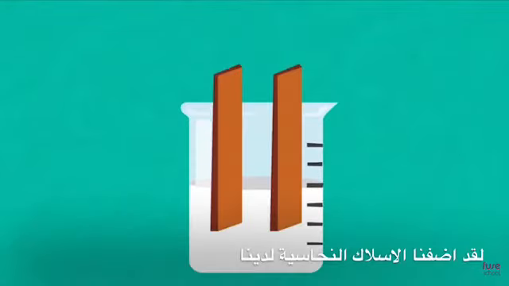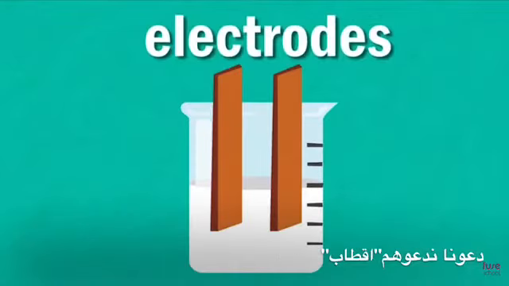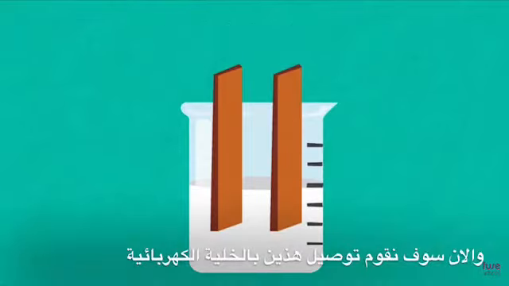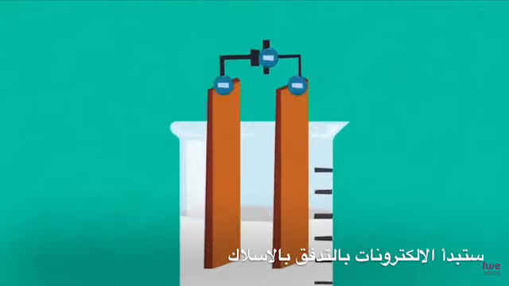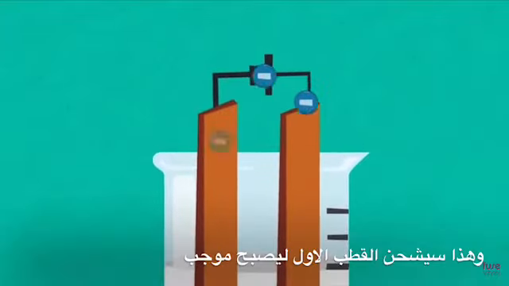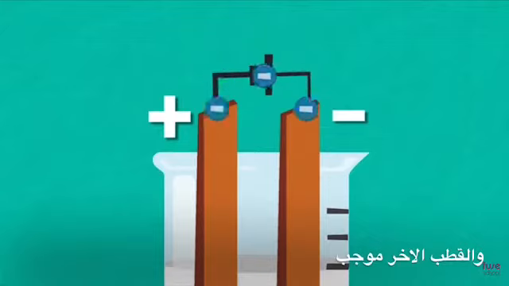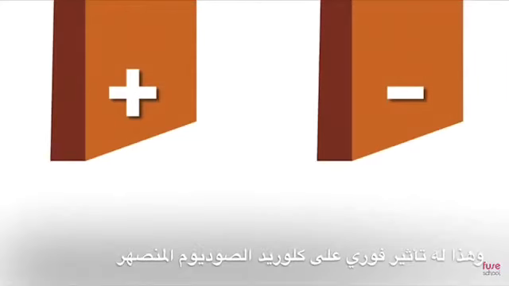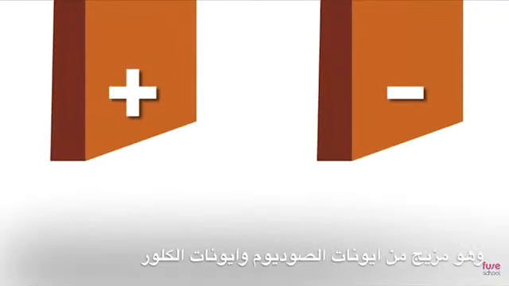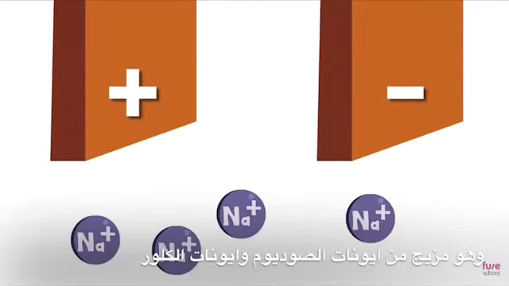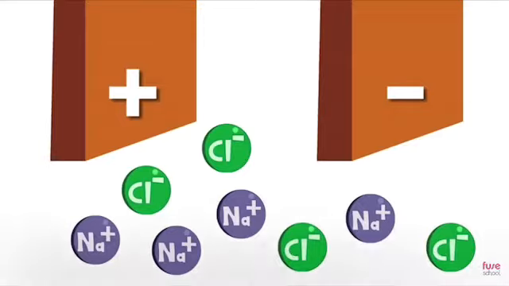Now, let's go back to our molten sodium chloride. We've added our copper wires, let's call them electrodes, and now we'll connect these to an electrical cell. The electrons will start to flow in the wires, and this will cause one electrode to become positively charged and the other negatively charged. This has an immediate knock-on effect in the molten sodium chloride, which you'll remember is a mixture of sodium cations and chloride anions.